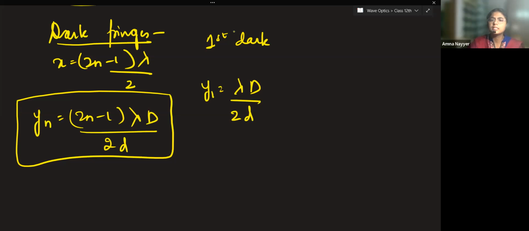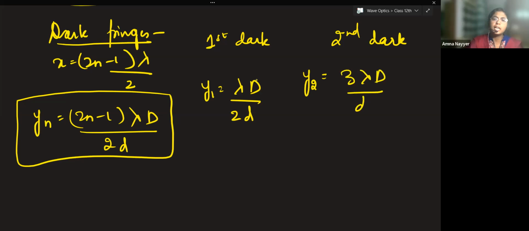Or even, let's say the second dark. Let's say I'm asking you to calculate the second dark. Find the second dark fringe. So here in this formula, you will put y2. That makes it 2 into 2, 4. 4 minus 1, 3. So 3 lambda capital D by small d, like this. So this is a standardized formula from which you can calculate any of the fringes' length that you want to calculate. Any of the fringes. Fine.